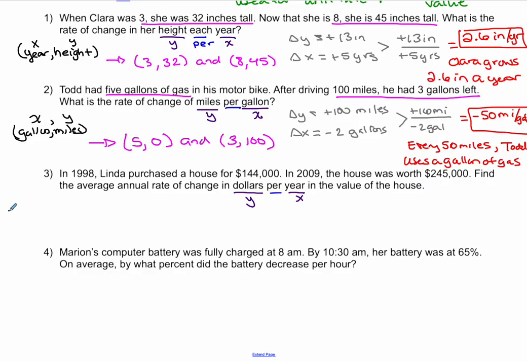So if we come over here, our X is going to be our year. That's the year that we actually have, like 1998. And then our Y is going to be the dollars. That's the amount of the house. So that's our X and our Y, our 2 coordinates. It says in 1998, that's a year, purchased the house for $144,000. So the year is 1998, and the dollars is $144,000.